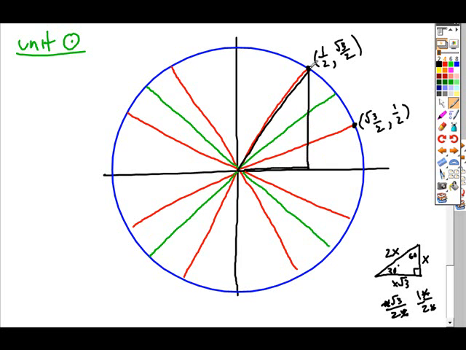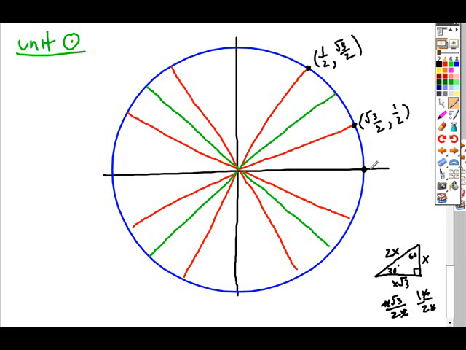So it should make sense that those are the same. Just the sine and cosine are switched on this. Okay, what about this? What about the coordinates at this point right here? What are the coordinates for this?